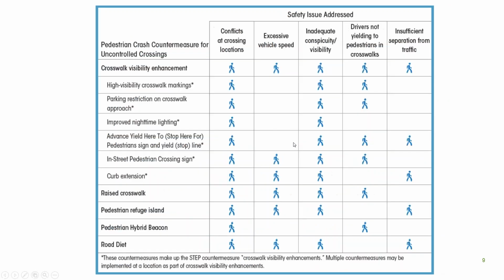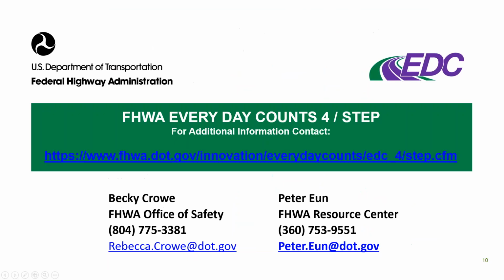You can find that as well as this table in the guide, which links together what safety issues we want to address and which of the countermeasures really addresses that issue head on, which of these countermeasures address vehicle speed or conspicuity and visibility or separation from traffic. And you can begin to think about how these various countermeasures can address those safety problems.